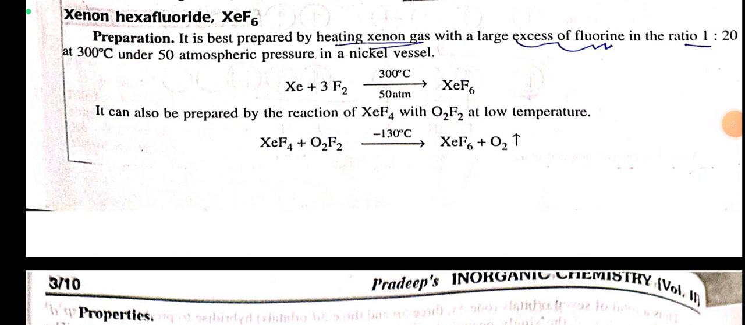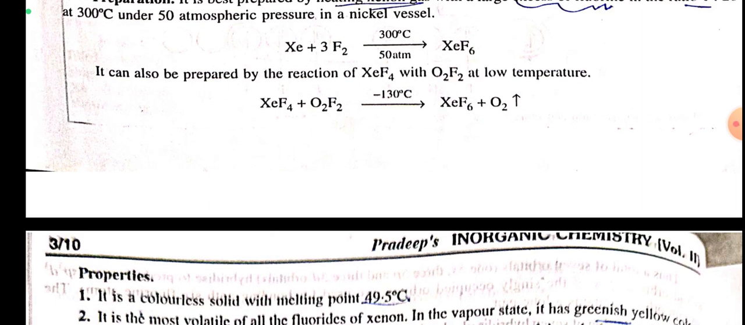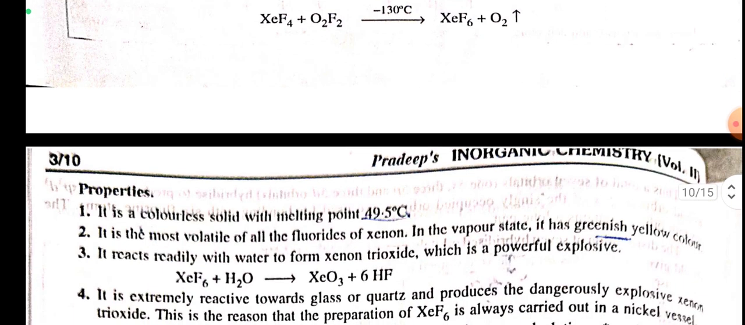Xenon hexafluoride. The best method of preparation is by heating xenon gas with a large excess of fluorine in the ratio 1:20 at 300 degrees Celsius under 50 atmospheric pressure in a nickel vessel. Xenon reacts with fluorine at 300 degrees Celsius to give xenon hexafluoride. It can also be prepared by reaction of xenon tetrafluoride with O2F2 at low temperature.